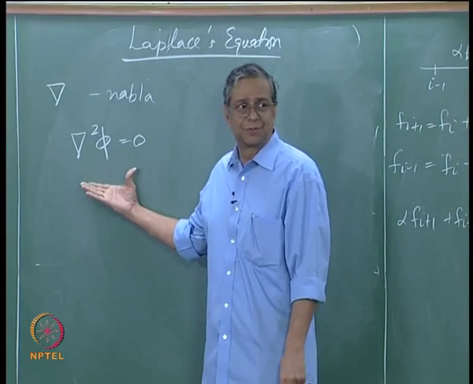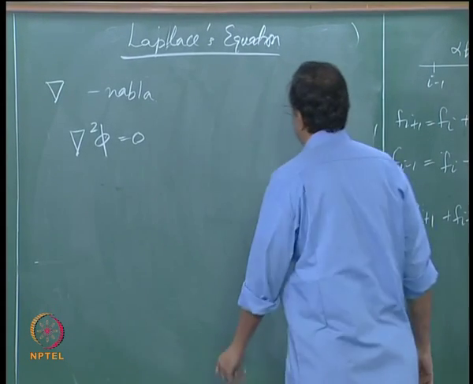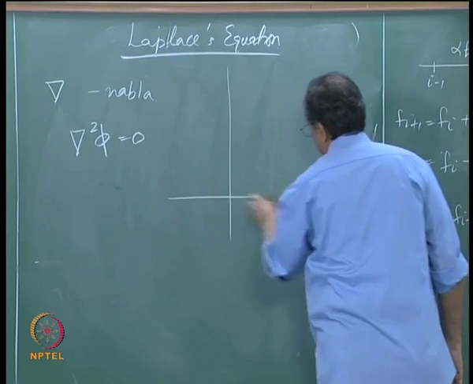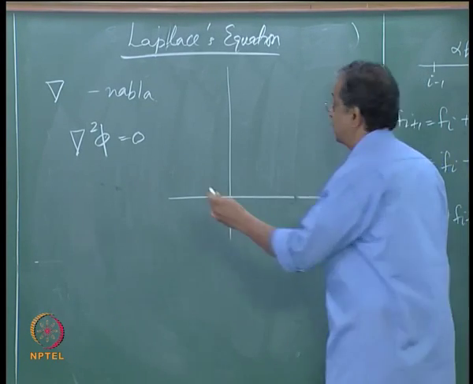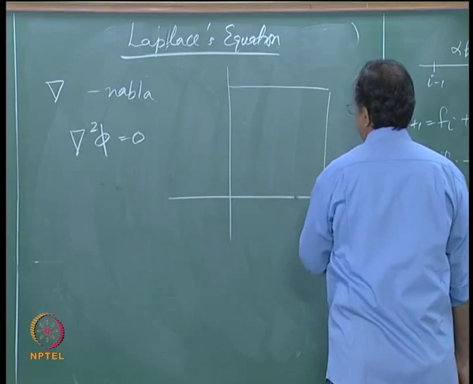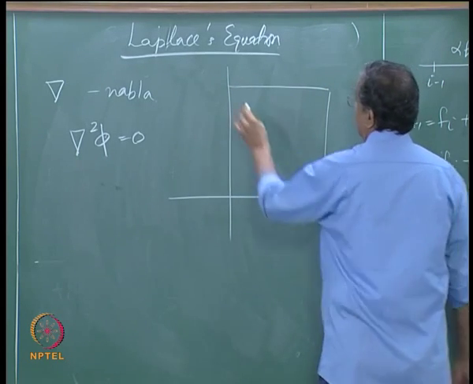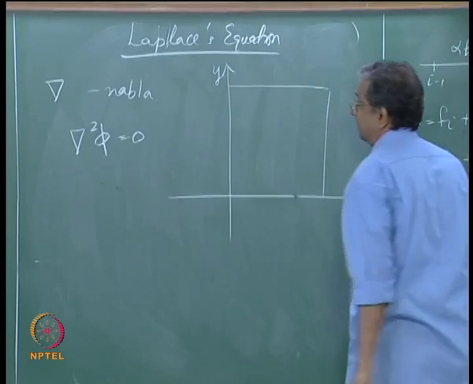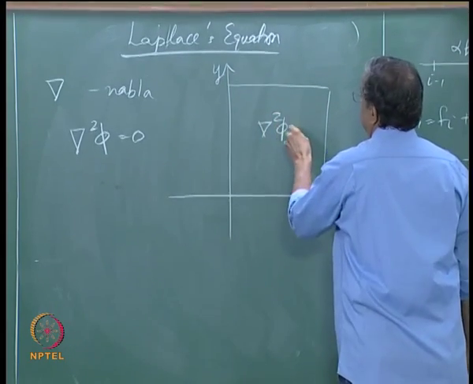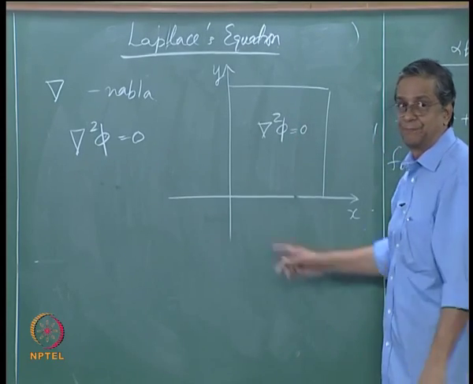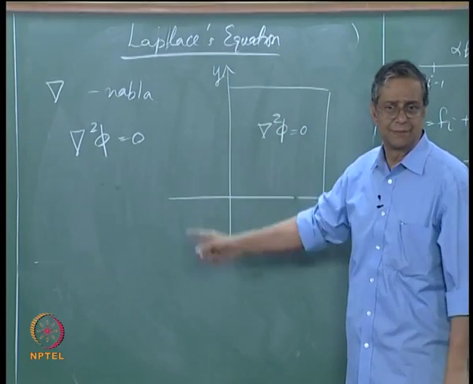And we could choose to solve this problem in a very simple region. We can choose a region that is in the first quadrant, maybe a unit square. And in this unit square, you have this equation that is valid. And on the boundary, possibly we provide boundary conditions.